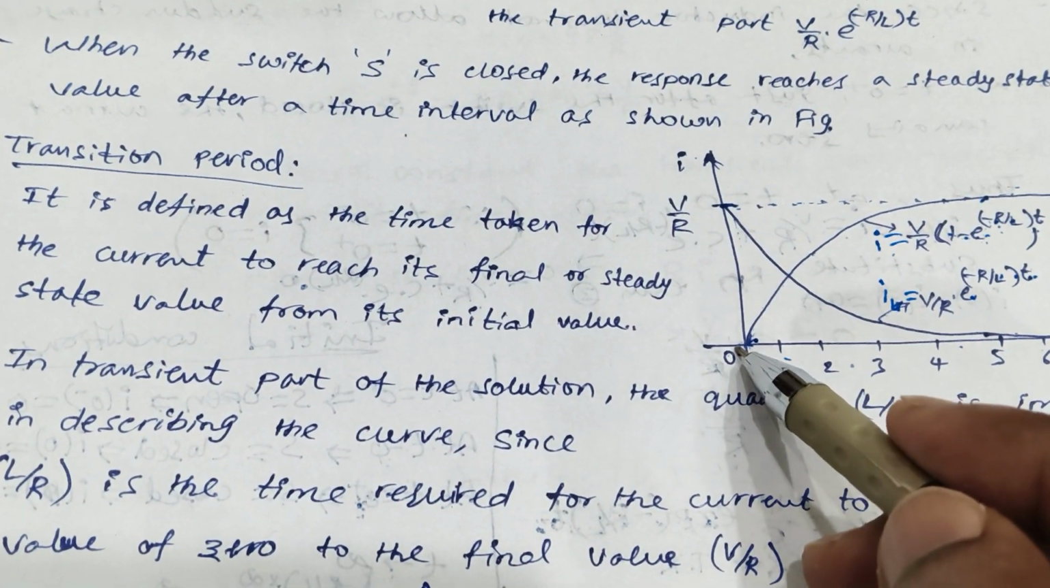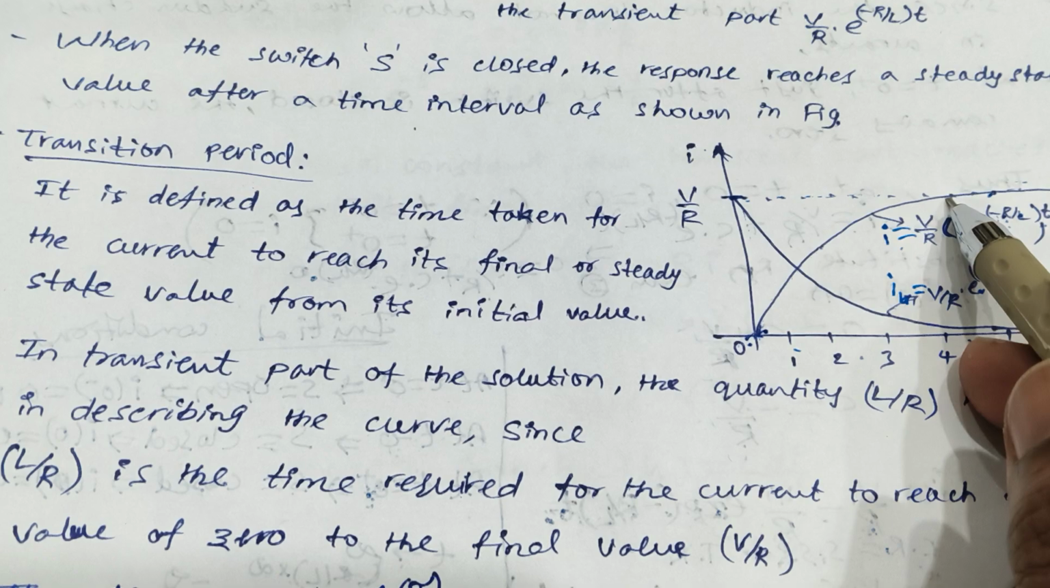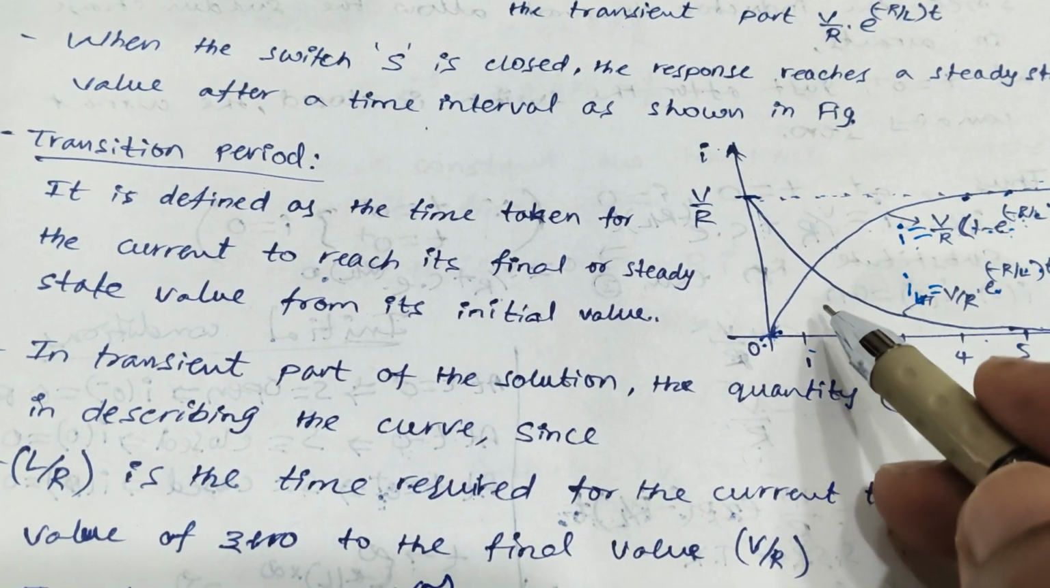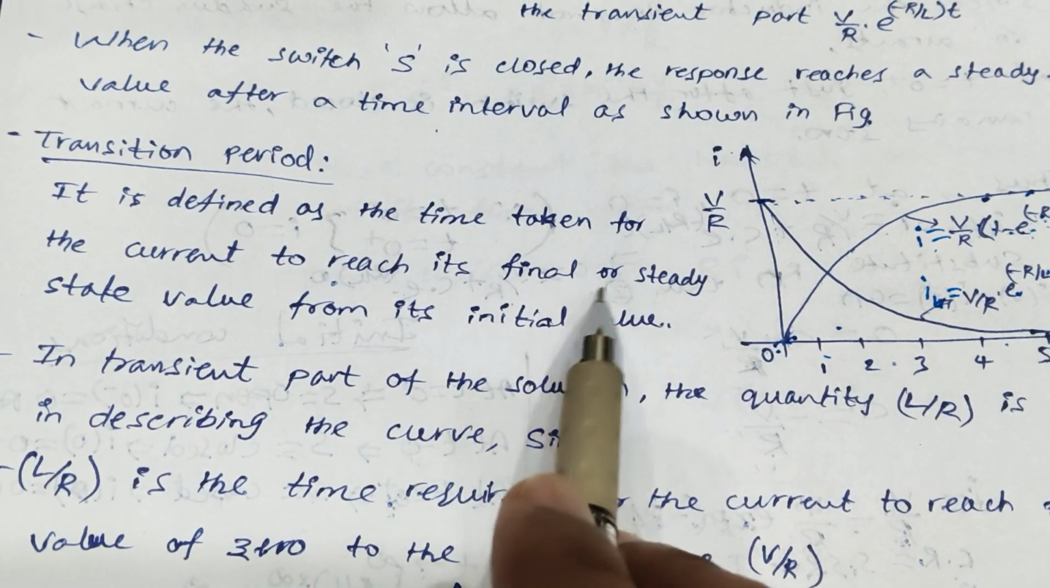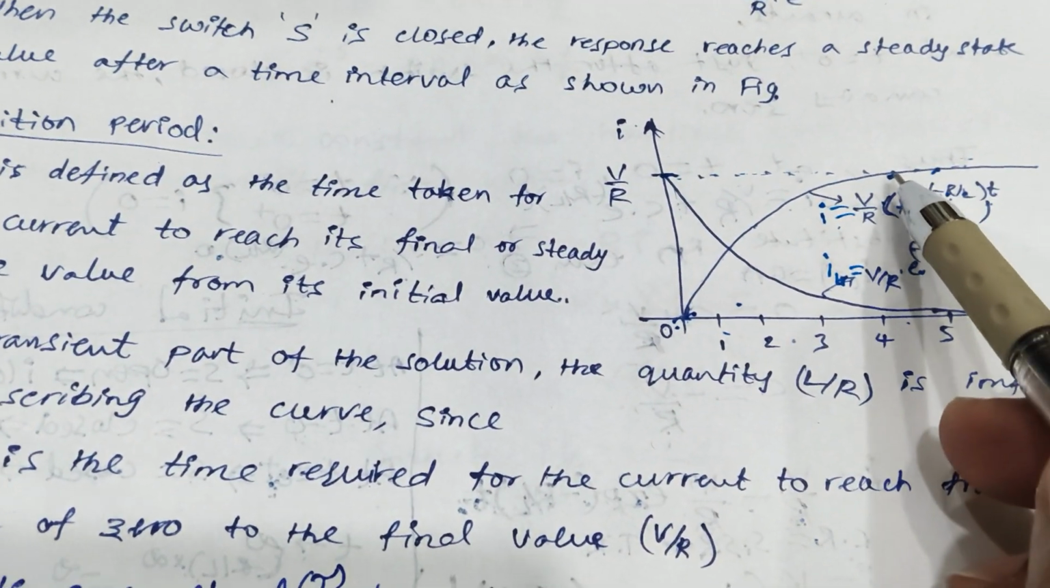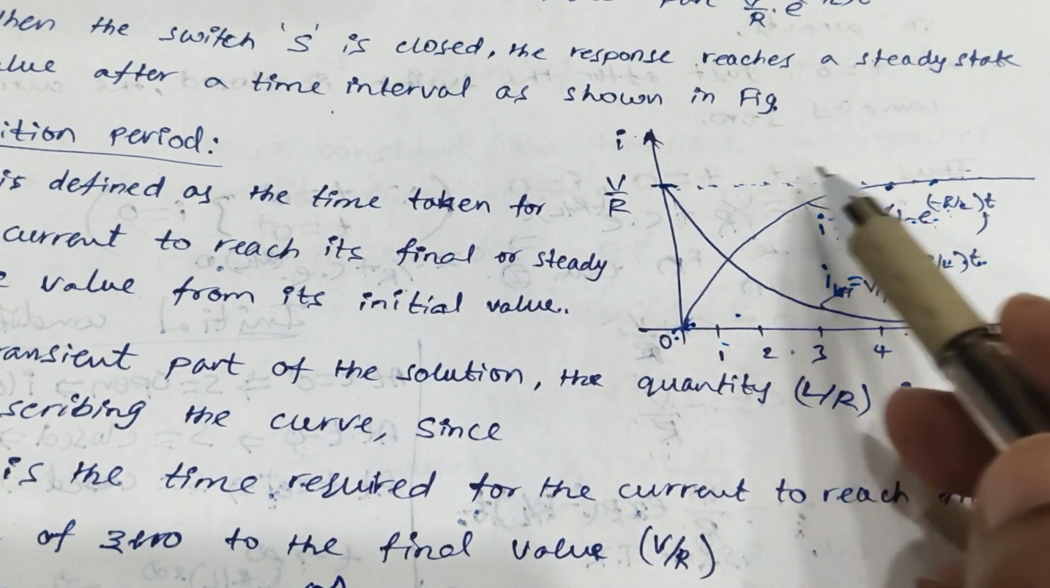So from the initial value to the final value, how much time is it taking? That corresponding transition period is the time taken for the current to reach its final value or steady state value. We'll call that the steady state value or final value, which is equal to V by R.